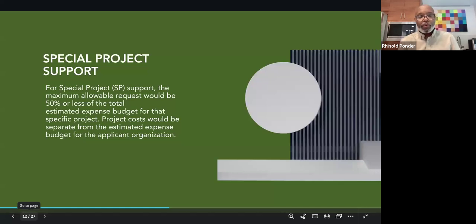For special project support, the maximum allowable request would be 50% or less of the total estimated expense budget for that specific project.